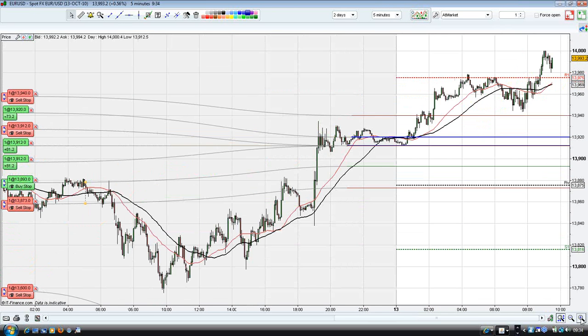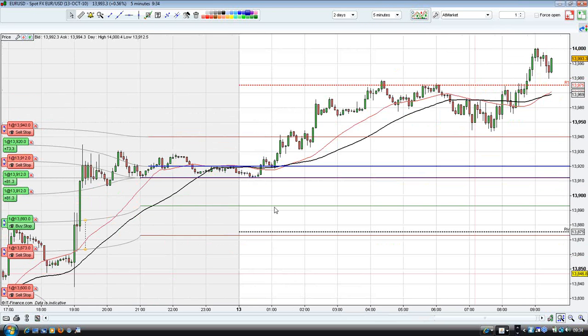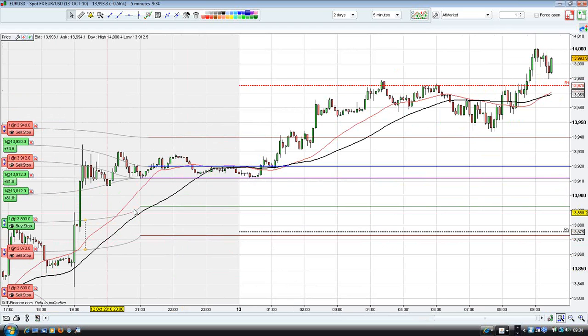The Euro US dollar, still in my trades from yesterday. So I've just left those trades running. So this is just trades from yesterday. I've got 2 trades from yesterday and a swing trade, which are all still in place.